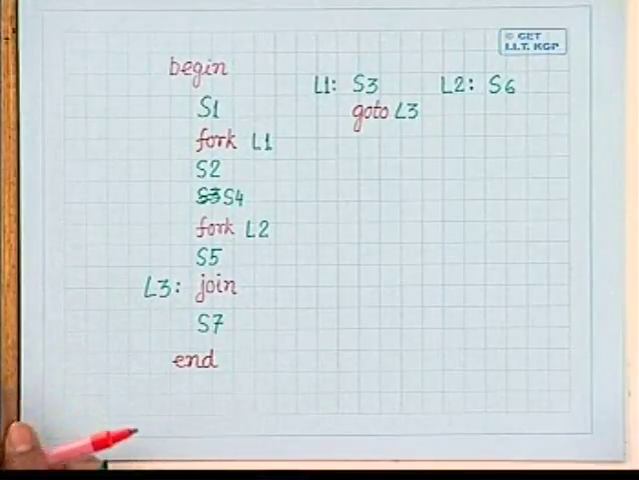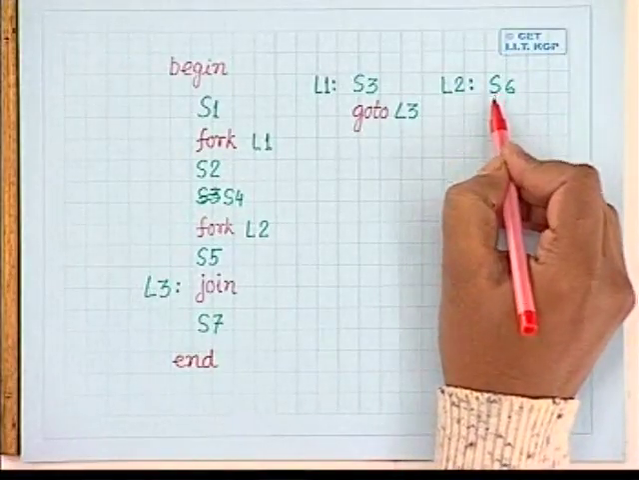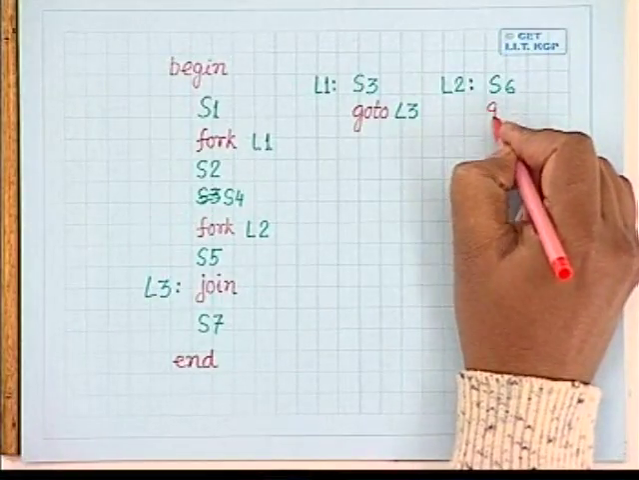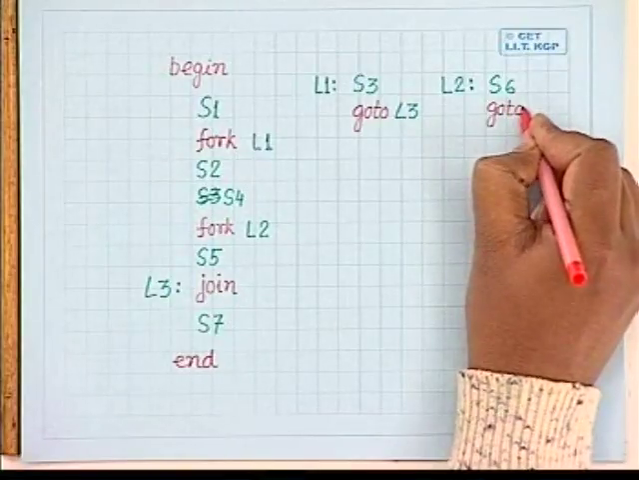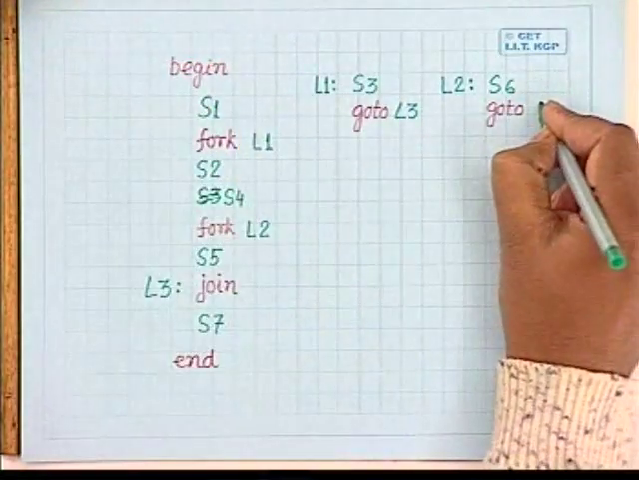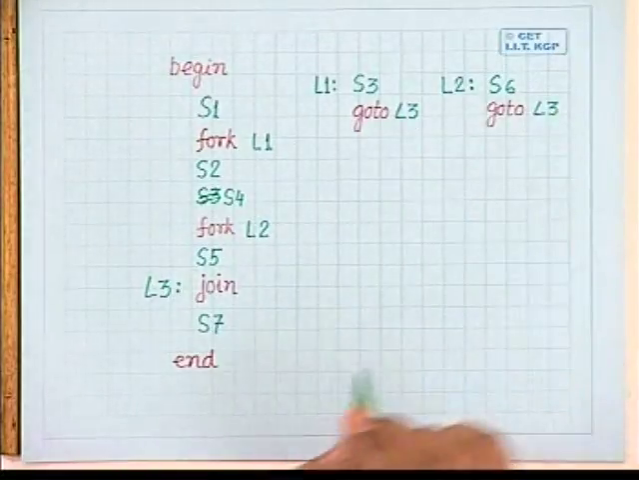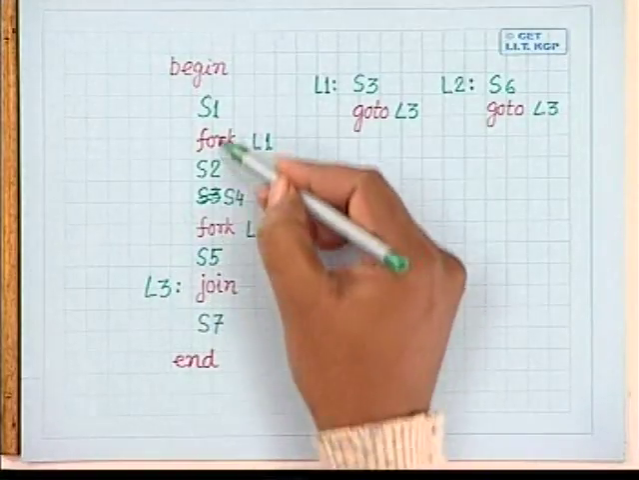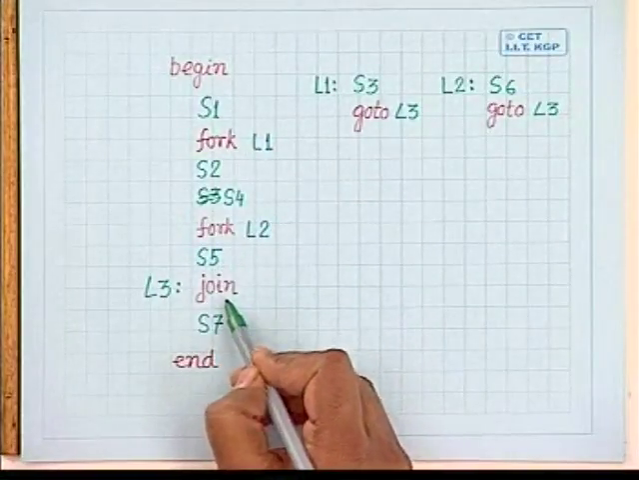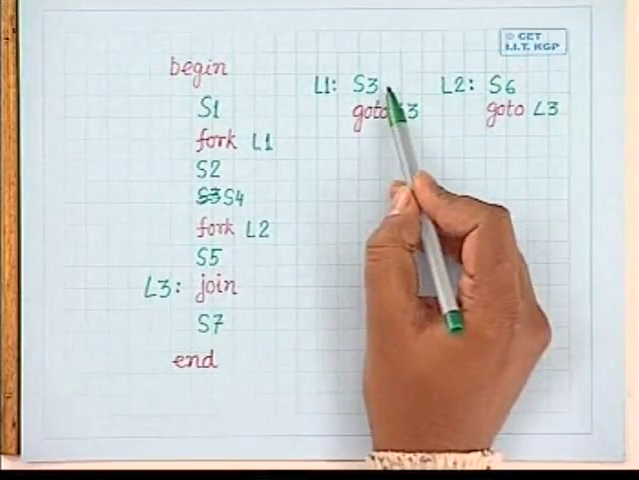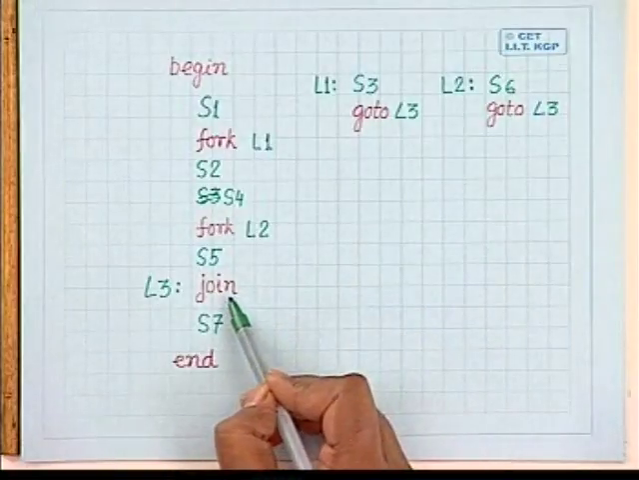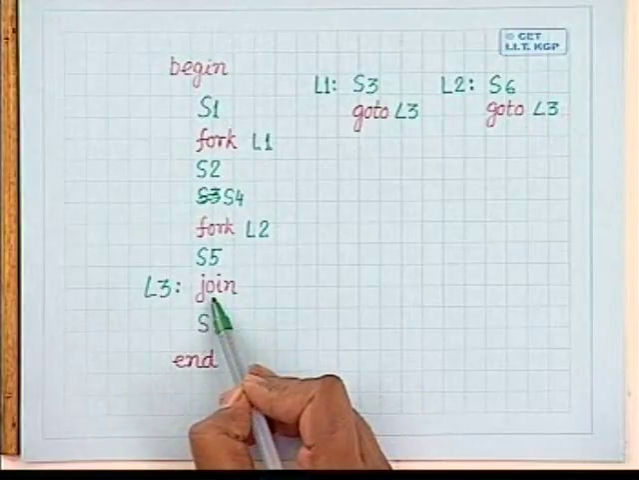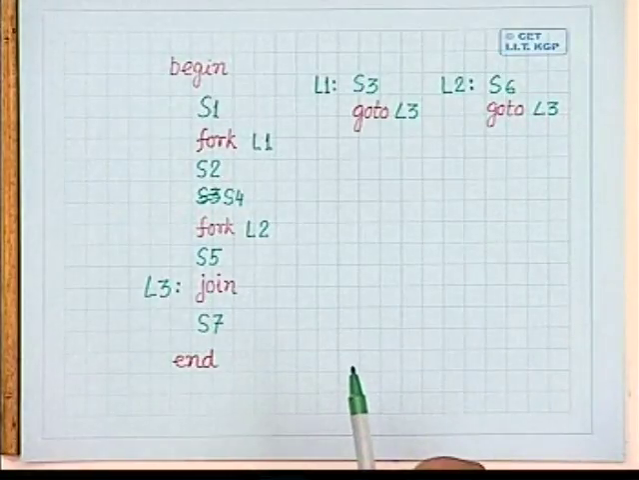Similarly, this process also has to come to L3 after completion of statement S6. So I'll also put here, go to level L3 to execute the join statement. Now you find that the process which is continuing with S5 executes the join statement after completion of S5. The process executing S3 also executes the join statement, and the process executing S6 also executes the join statement after completion of S6.